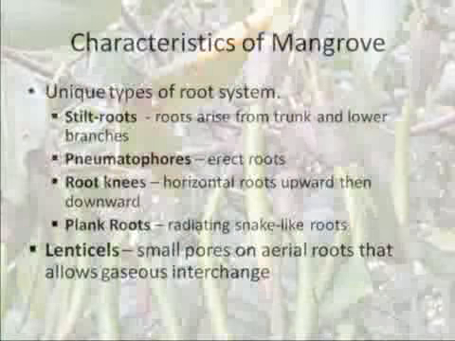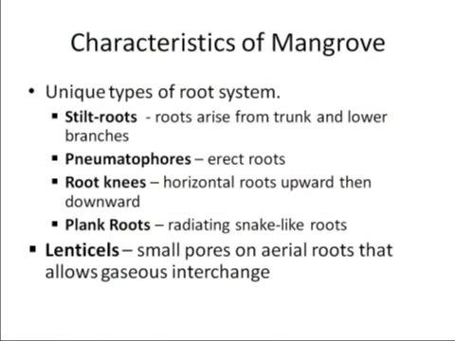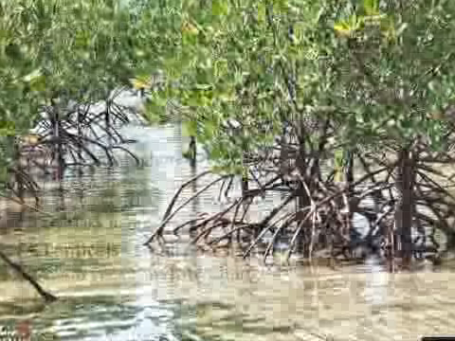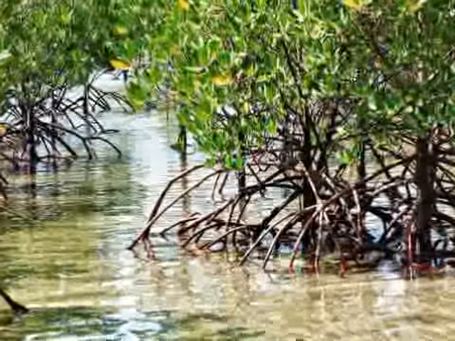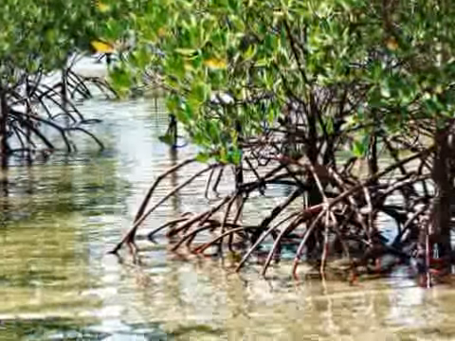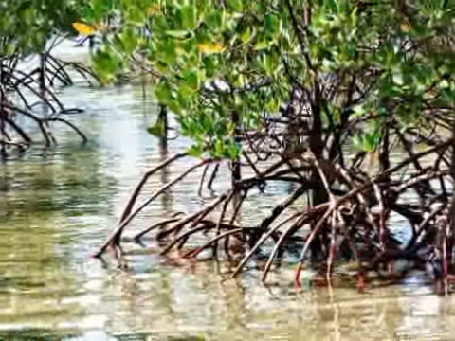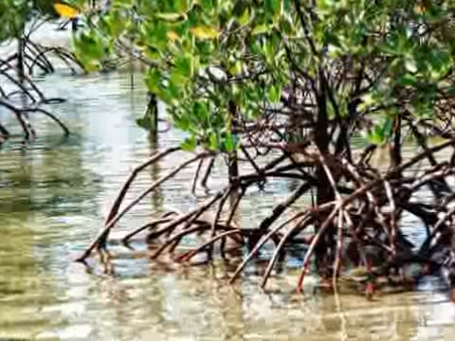The mangrove mud is rather anaerobic, or poor in oxygen, and unstable, and different plants have root adaptations to cope with these conditions. These include stilt roots, pneumatophores, root knees, and plank roots. The roots and branches also show lenticels, which are small pores that allow gaseous interchange. Here's a typical stilt root from mangroves. Stilt roots are roots that develop from the trunk and lower branches. As they spread, they provide anchorage for the mangrove against rising tide and storm currents and winds.